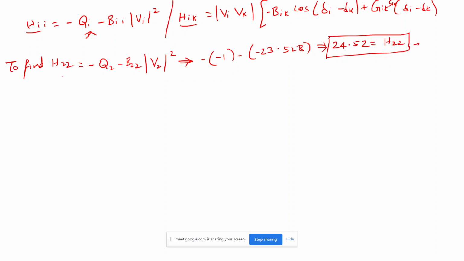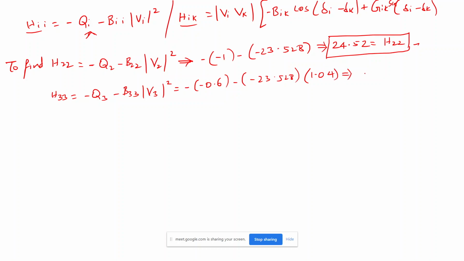And same like that to find out H33. H33 also minus Q3 minus B33 V3 whole square. Here my Q3, what is my Q3 value is minus 0.6 minus of 23.528, and then V3 value is specified. We know what is V3 because we don't want to assume it, so directly the value will be given, and finally I will get 25.06 per unit of H33.